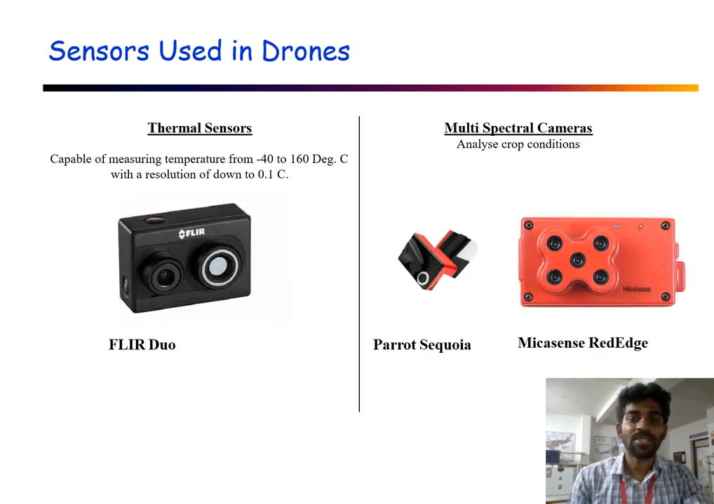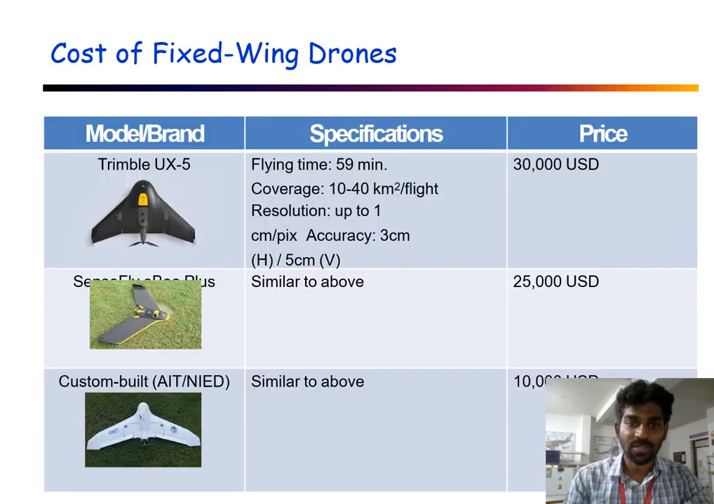Another sensor used in drones is the thermal sensor, which measures temperature in the range of minus 40 degrees Celsius to 160 degrees Celsius, with a resolution of 0.1 degree. Multispectral cameras analyze the crop condition, for example the Parrot Sequoia and MicaSense RedEdge.